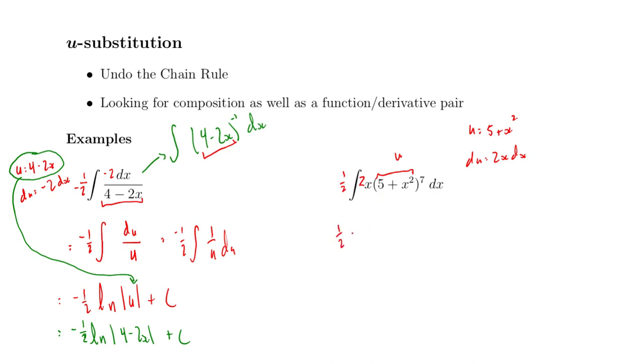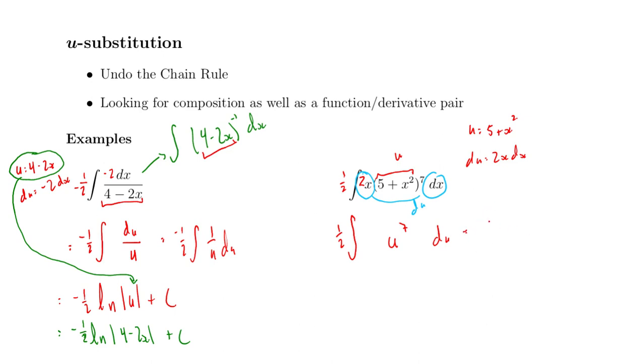And now I've got half times all of this stuff here gets wrapped up together and becomes du. So I'll throw that at the end of my integral because I like my differentials at the end. That's where they're supposed to go. And then all this stuff on the inside of the parentheses are really just u. So instead of 5 plus x squared to the 7, we have u to the 7. And again, this makes this integration problem super easy.